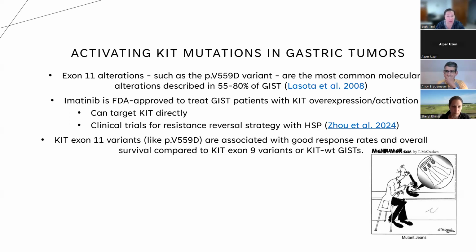Imatinib is FDA approved to treat patients with KIT overexpression and activation, and that targets KIT directly. And there are also clinical trials for resistance reversal strategies using heat shock proteins. So we have a little bit of evidence that those might be promising moving forward. Overall, these variants are associated with good response rates and overall survival compared with KIT exon 9 variants and also compared to KIT wild type GIST.